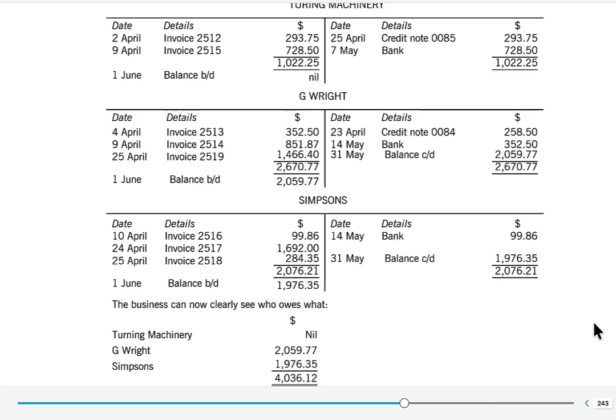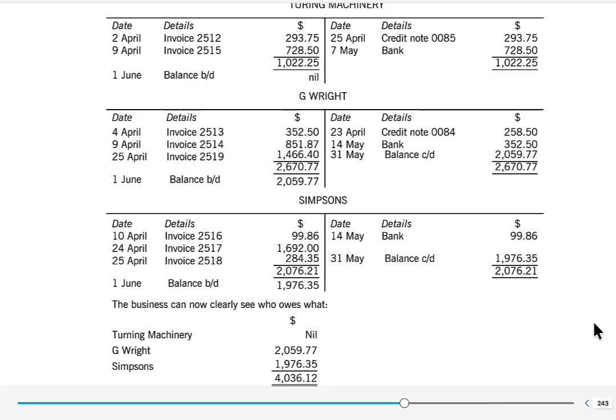Part 3, the reconciliation proof, the most important exam check. Now the book shows a simple list of who owes what. Turing machinery nil. G-Write, 2,069.77. Simpson's, 1,976.35. Now add the 2 customers who still owe money. Careful, that must equal the control account balance carried down, which is 4,036.12.